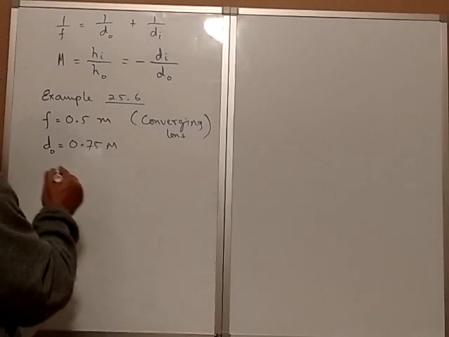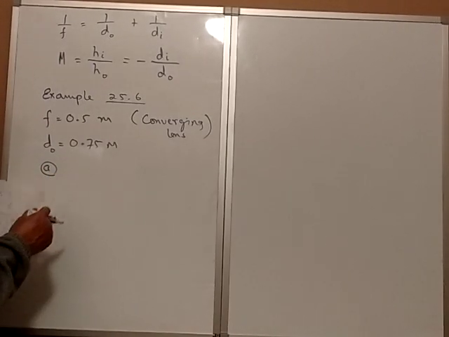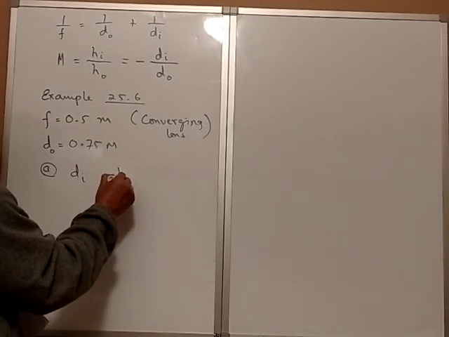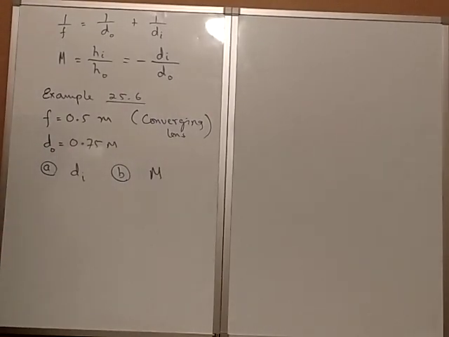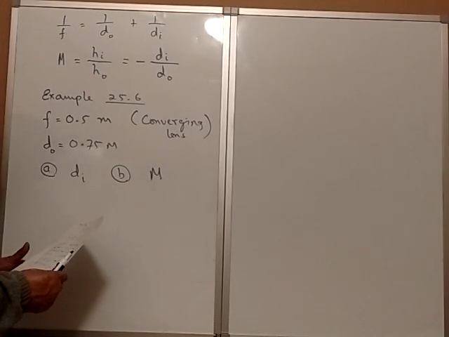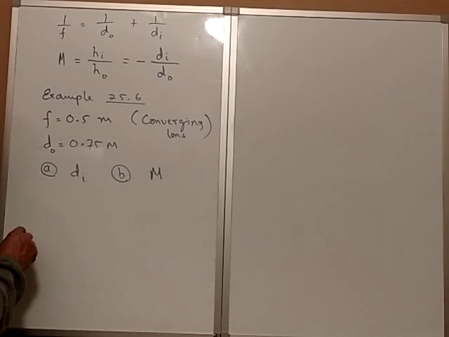Alright? So you put the light bulb 0.75 meters away from the lens, and then you want to know A, the location of the image, so that you want to find d sub i, and B, you want to find the magnification, that is m. Right? So first of all, what you need to do is you need to draw a picture, because that always helps.